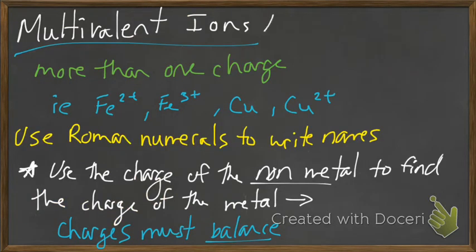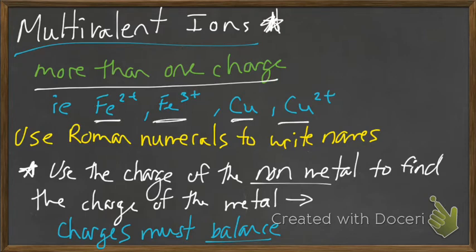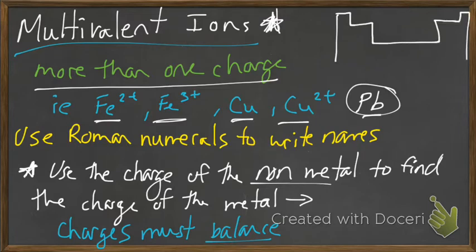But multivalent ions tend to be a bit more difficult. The reason for that is these are ions that have more than one charge. Good examples are iron, copper, lead, which is Pb. I forget what the charges of lead are, though. I can look that up afterwards. You will be able to find all of these on your periodic table.